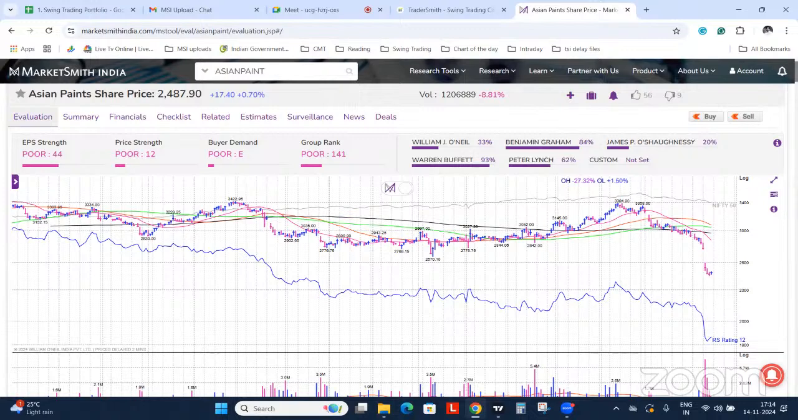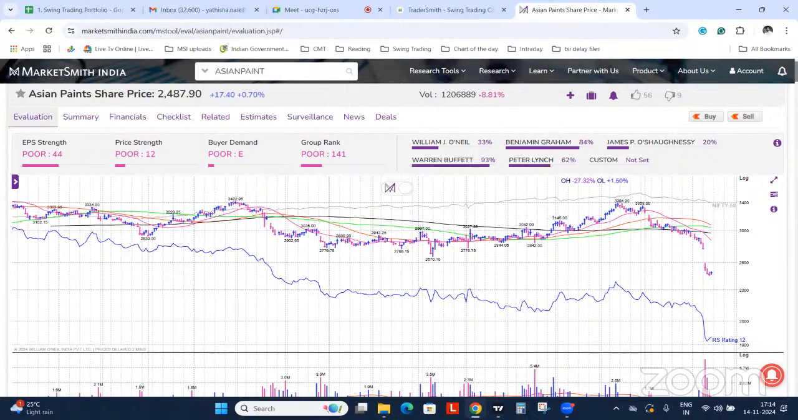So from a pattern point of view, if my analysis does not go wrong, then maybe one can expect 2,000 to 1,900, 1,800 kind of levels in Asian Paints. So maybe good days are over, at least for the mid-term perspective in Asian Paints, and bad days have started.